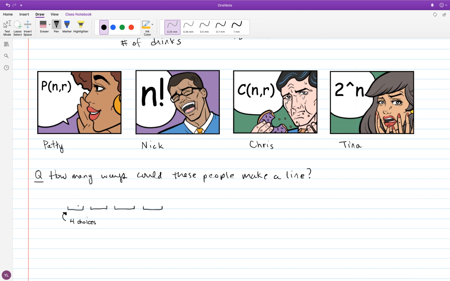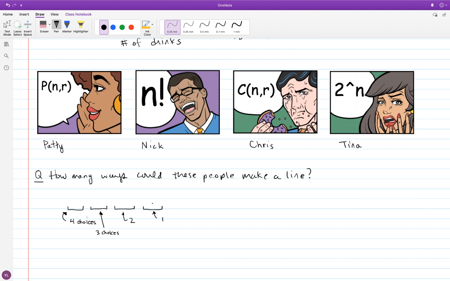And by the time someone chooses that position, there's only going to be 3 people left to serve as the second person in line. So there's 3 choices by the time I get here. And then 2 choices, and then, oh sorry, 1 choice. The last person standing needs to go to the end of the line. And for every one of the 4 choices, like Patty, Nick, Chris, or Tina, to stand in the front, there's going to be 3 options for second choices.